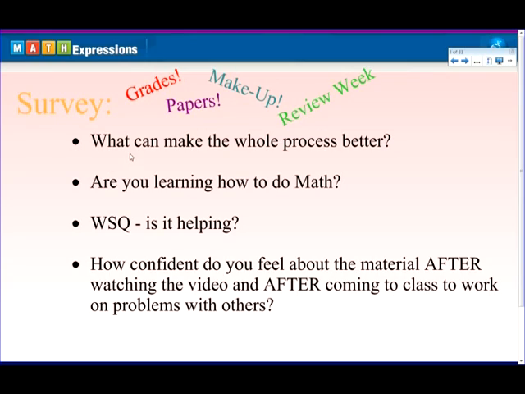I want to ask questions like, what can make this whole process better? Are we learning how to do math? Are we helping each other? How confident do you feel after the material has been presented in the video, and how much more confident do you feel after you've been able to discuss it with your classmates? So I'm going to be sending home a survey that you can take online, or that you can take as a paper and pencil, and you'll be able to send that back to Mr. Fisher.